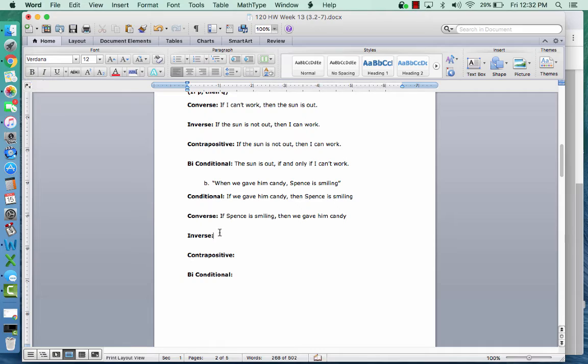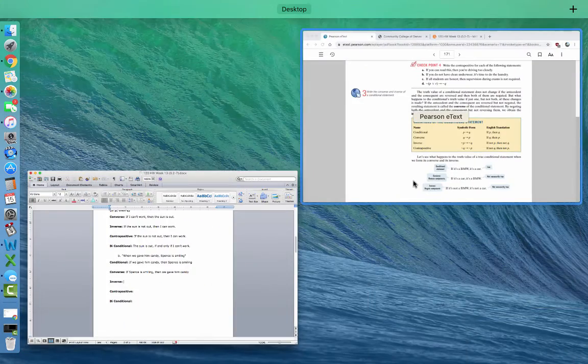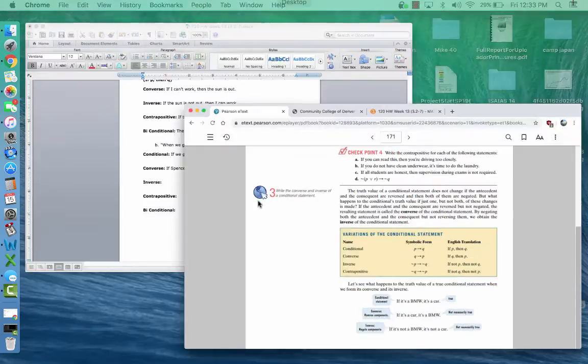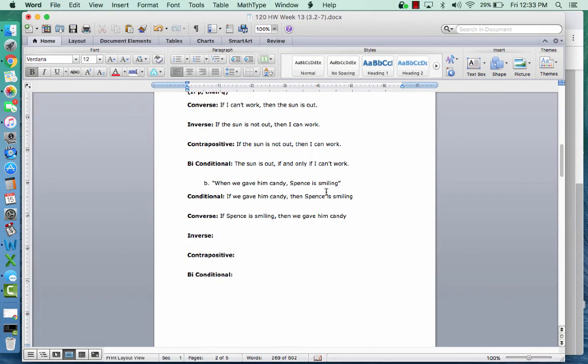The inverse is the negation of both of these. Remember, it's the negation of P and Q, but keep it in the same order. Remember, P is give him candy, Spence is smiling is Q. So if we don't give him candy, Spence won't be smiling. Okay, then the contrapositive is we negate both of them but flip them.